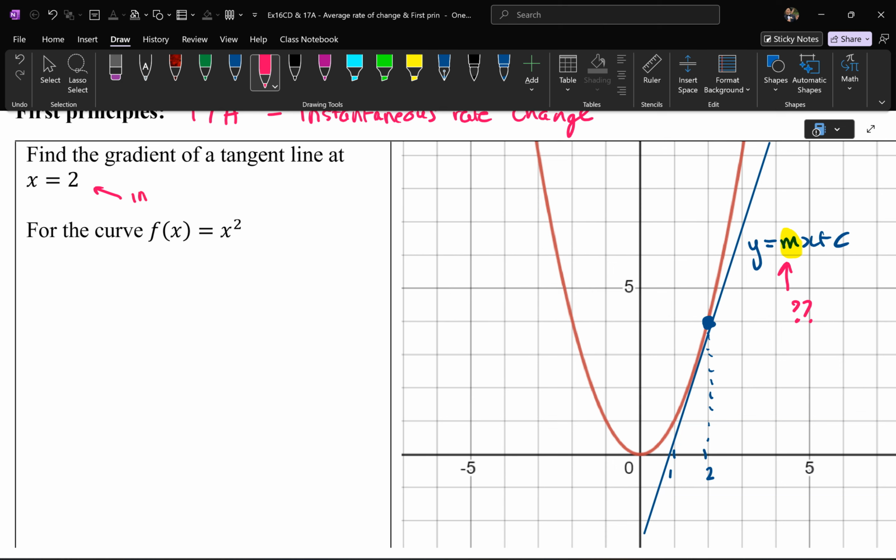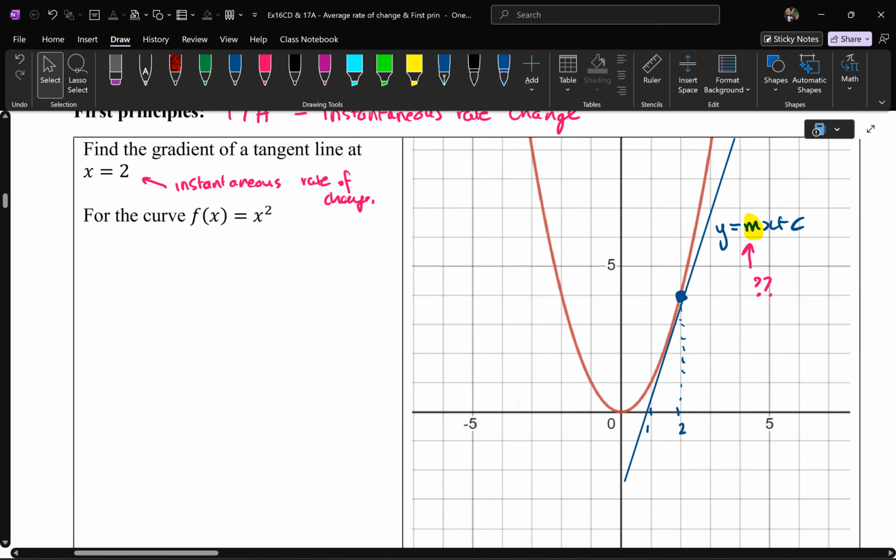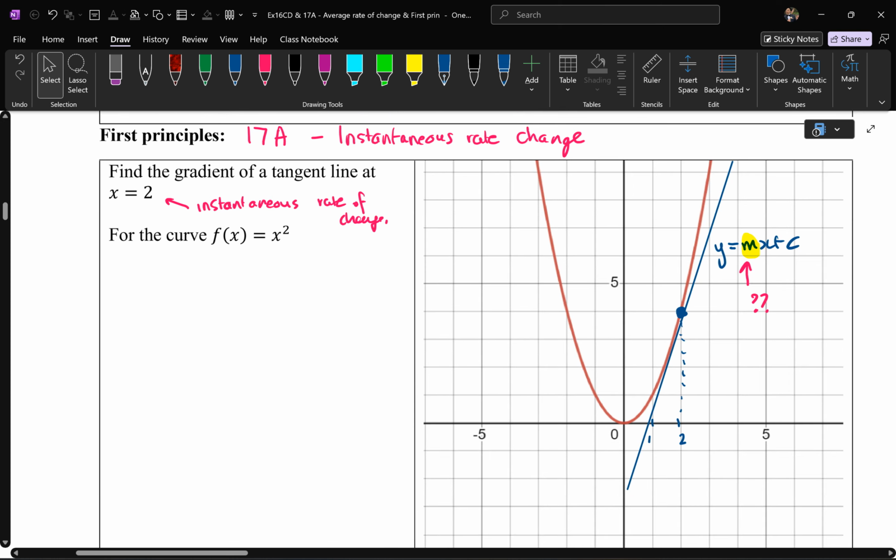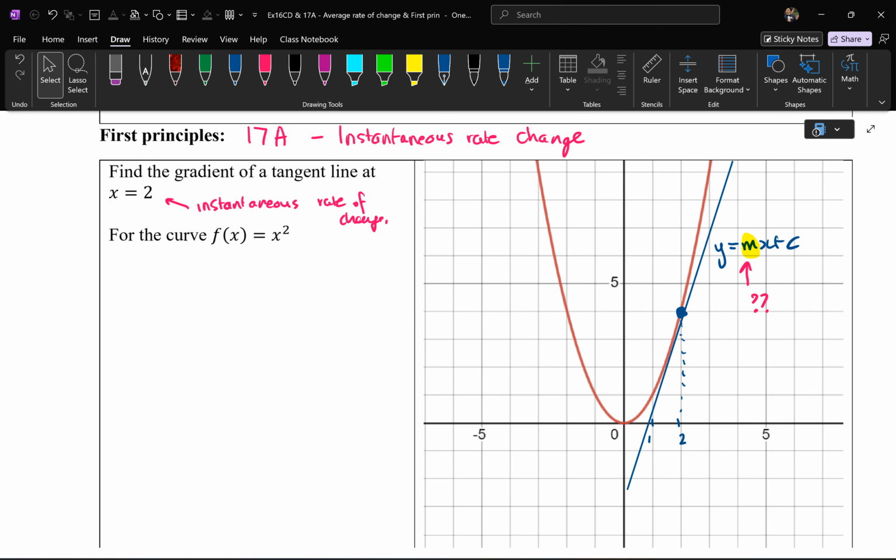Okay, so that's instantaneous. This is how the theory works in 17A that you need to learn and understand. And you only need to understand it in year 11. If you don't understand the theory that I'm talking about, you can memorize the rules, but it does help you to see the bigger picture as to why it works.